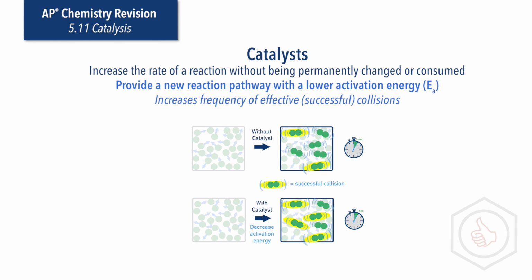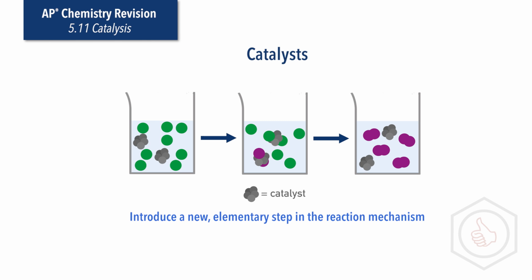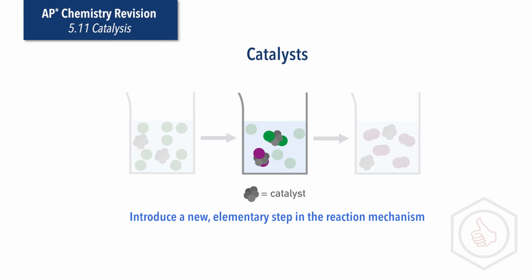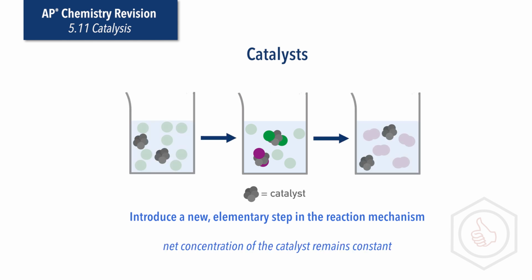Catalysts can work in many different ways, but they usually introduce a new elementary step in a reaction mechanism, and this introduced step involves a new temporary intermediate that includes the catalyst. The overall net concentration of the catalyst remains constant throughout the reaction. The catalyst is often used up in an early step but regenerated in a later one, meaning overall there's no change in net concentration of the catalyst.